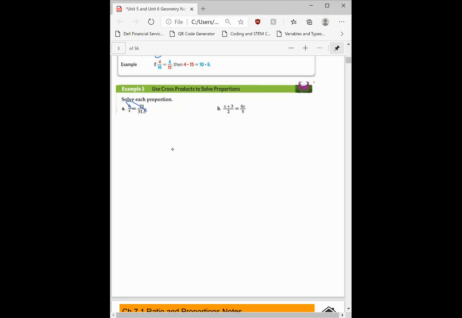We have 6 times 31.5 is equal to 21 times x. Now we just have to solve for x. Well, 6 times 31.5 is 189, equal to 21x. Divide by 21, we get x is equal to 9, and that's our answer.